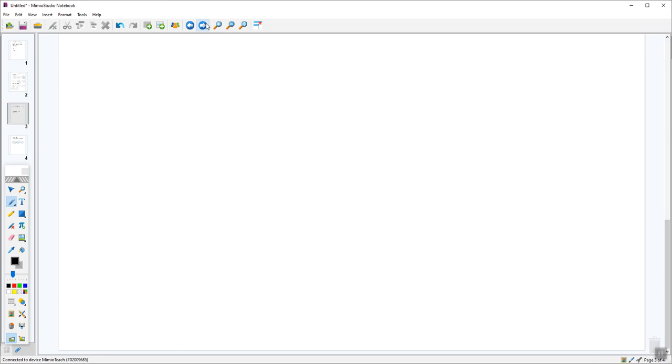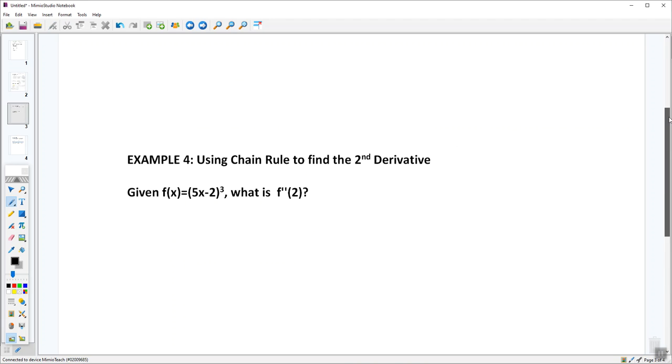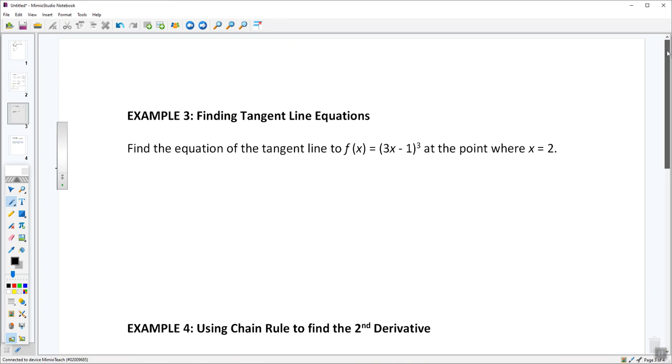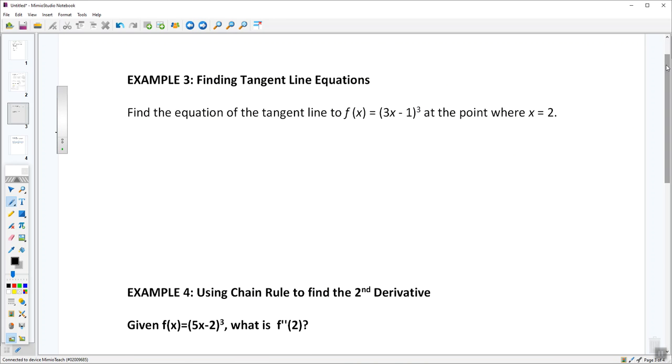All right, what's on the third page? Oh my gosh, let's see. Find the equation of a tangent line to f of x equals 3x minus 1 cubed at the point where x equals 2. Well, guys, anytime we've written a tangent line, those are straight, right? Tangent lines are straight, right? So we would need to know its slope and a point, right? Okay, is there an easy way to find the point?